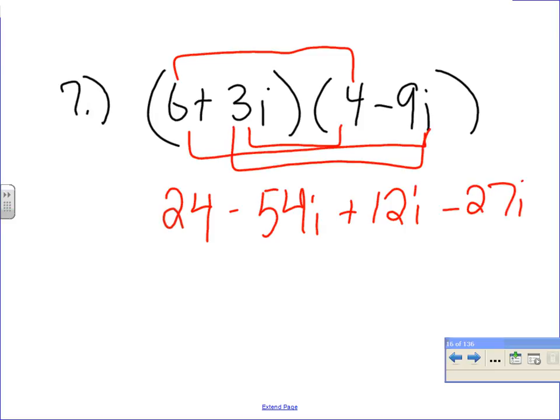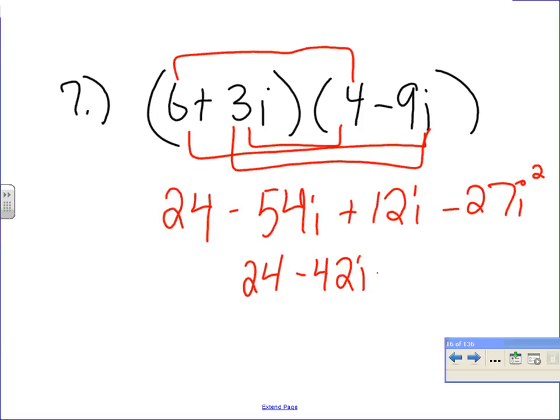Good. Oh, 27i squared. You and me both forgot. 3i times 9i. Okay, next step. Andy, what would the next step look like? Which is? -54 plus 12.